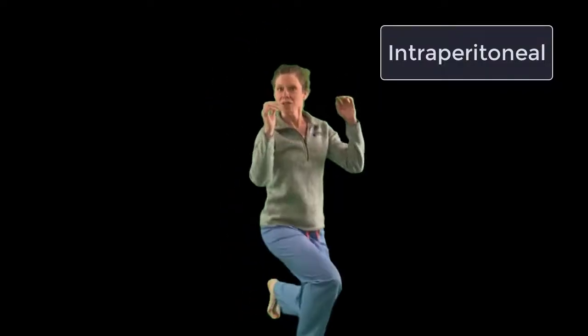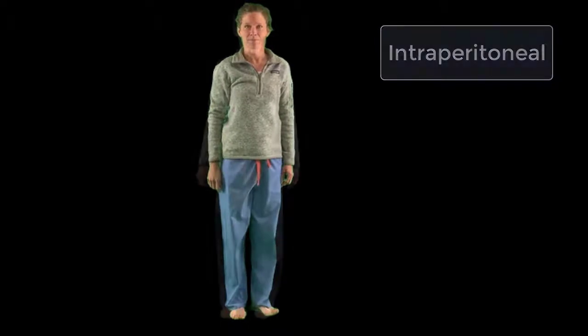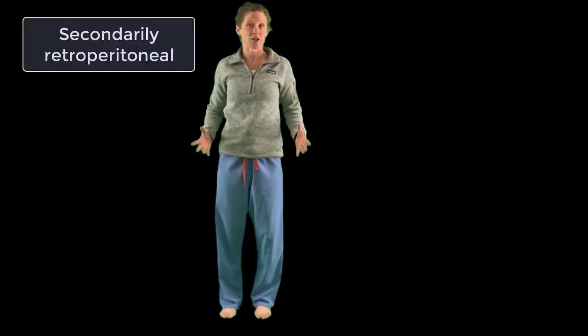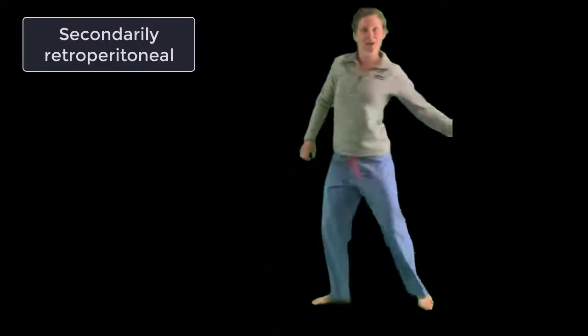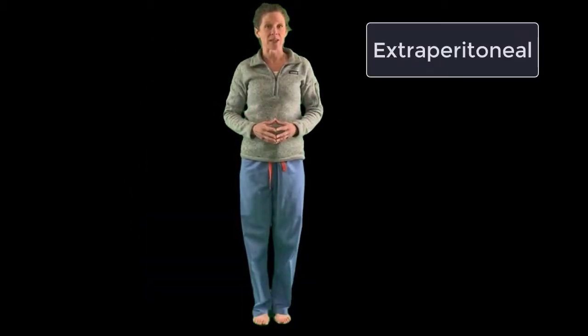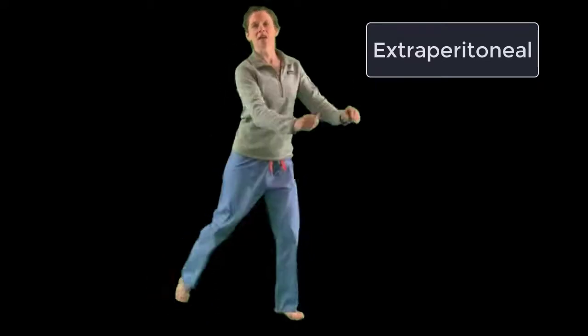Are you ready for the review? I'll call out the organ, and you tell me whether the organ is extraperitoneal, secondarily retroperitoneal, or intraperitoneal by doing one of 3 exercises. If the organ is intraperitoneal, forward lunge yourself into the peritoneum. If the organ is secondarily retroperitoneal, twist and turn your mesentery and tether yourself along the posterior abdominal wall with a side lunge. And if the organ is extraperitoneal, backward lunge outside of the peritoneum.